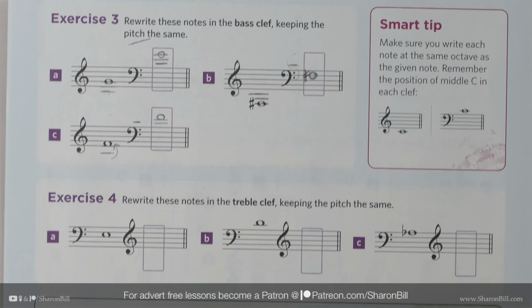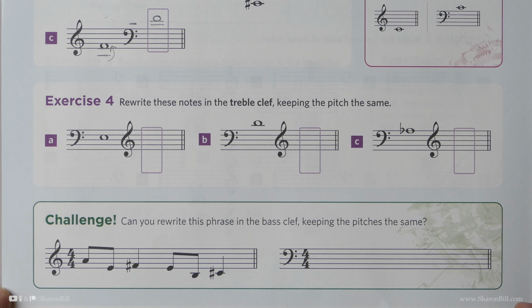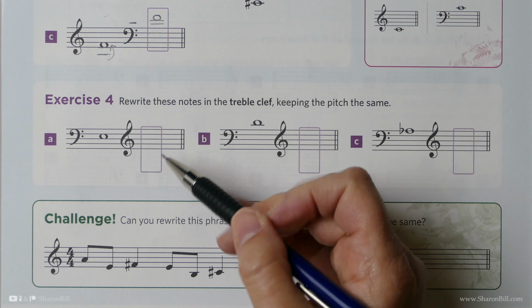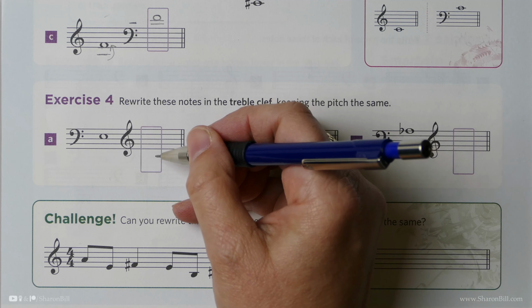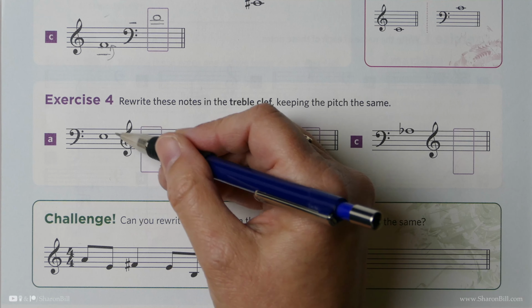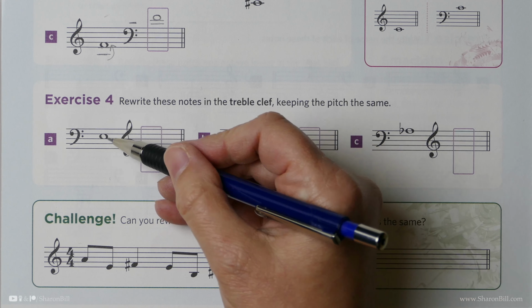And so if you haven't done so already, now do move on to exercise 4 and try this exercise. We're just going the other way now from bass clef to treble clef. The principle is exactly the same though. Keep middle C as a reference point and make sure you're going either above or below middle C as appropriate to the correct note.